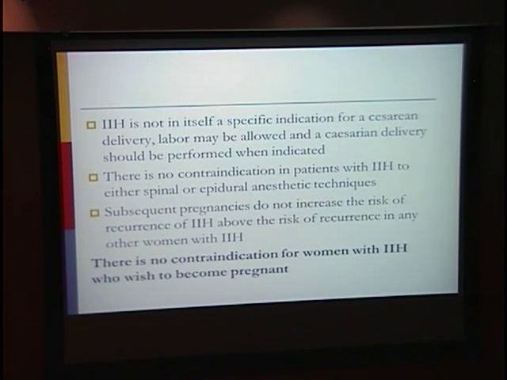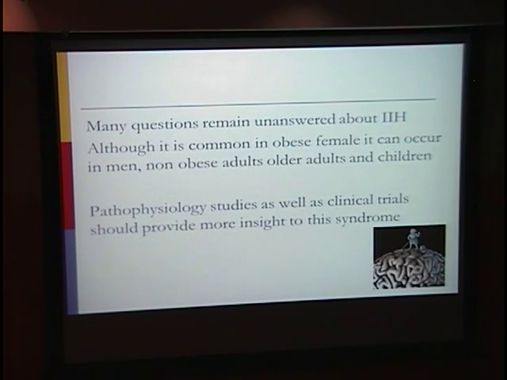IIH is not by itself a specific indication for cesarean delivery. Labor may be allowed, with cesarean delivery only if there is an indication, a gynecological indication. There is no contraindication for another pregnancy. There is no contraindication for women with IH who wish to become pregnant. She just needs to be followed up by a neuro-ophthalmologist.